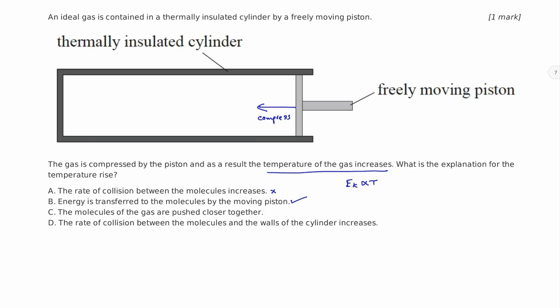The molecules of the gas are pushed closer together. No, we know that the distance between the molecules is very, very large in comparison to the molecules themselves. And the rate of collision between the molecules and the walls of the cylinder increases. No, that is the explanation for an increase in pressure. So it's not the explanation for an increase in temperature. So the answer is B.